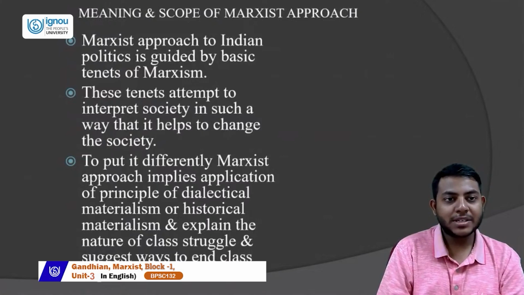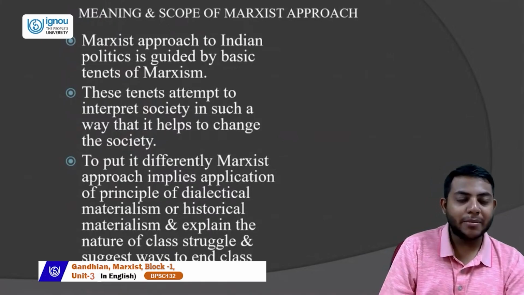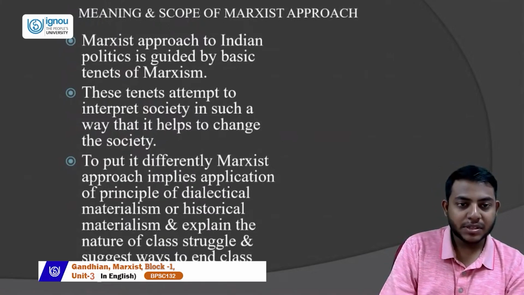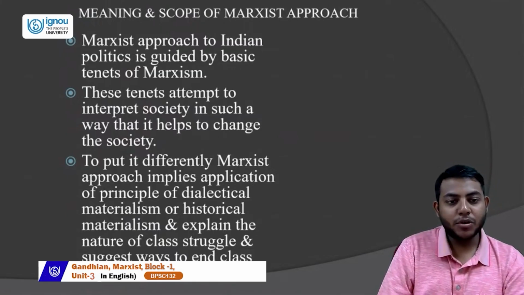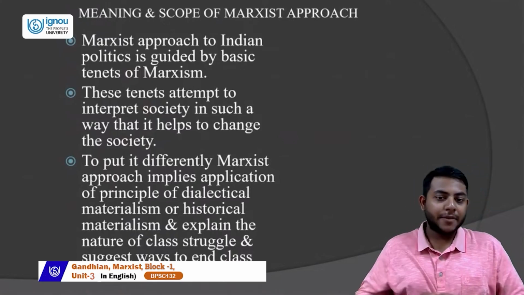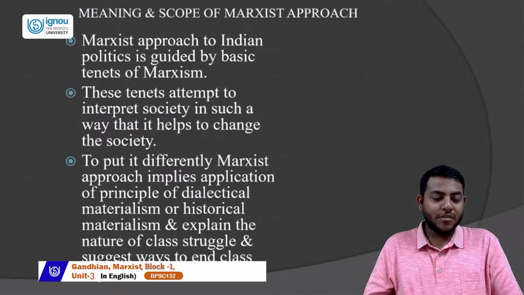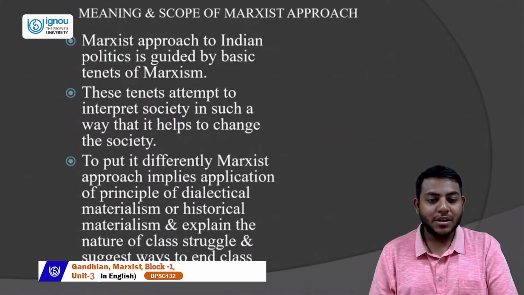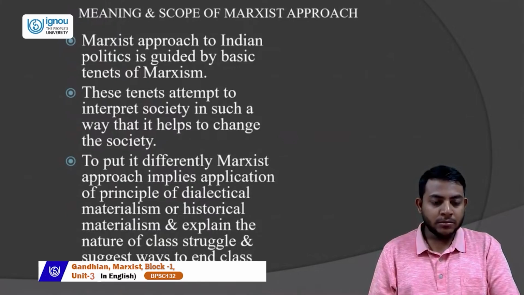Now, we shall be discussing the meaning and scope of the Marxist approach. The Marxist approach to Indian politics is guided by the basic tenets of Marxism. These tenets attempt to interpret society in such a way that it helps to change the society. To put it differently, the Marxist approach implies application of the principle of dialectical materialism or historical materialism to explain the nature of class struggle, as well as suggest ways to end class exploitation.